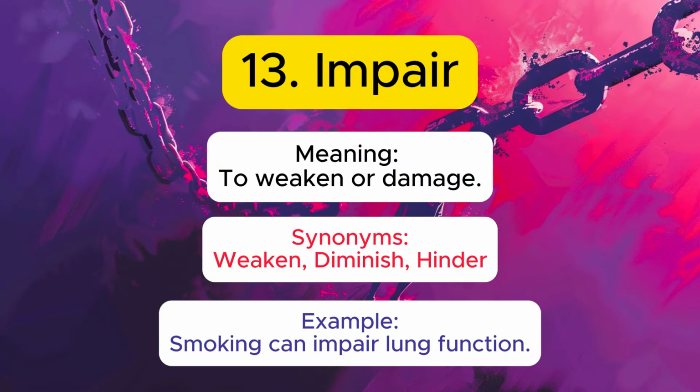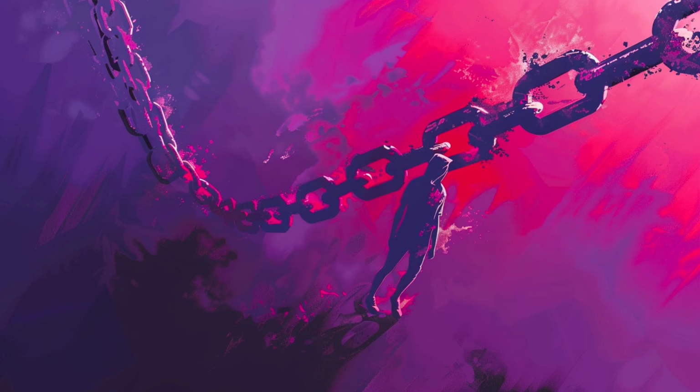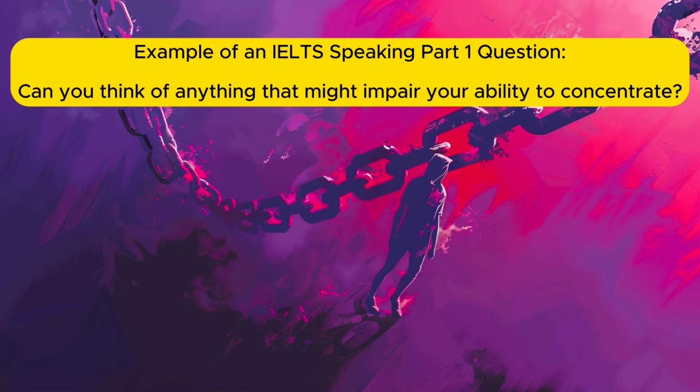13. Impair. Meaning, to weaken or damage. Synonyms: weaken, diminish, hinder. Example: smoking can impair lung function. Example of an IELTS Speaking Part 1. Question: can you think of anything that might impair your ability to concentrate?